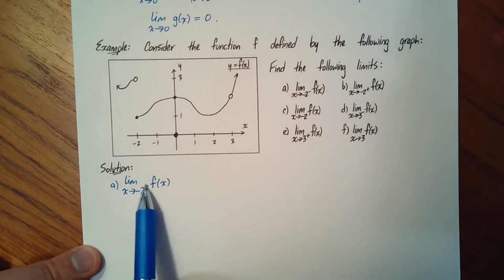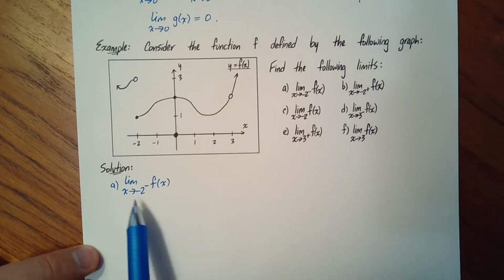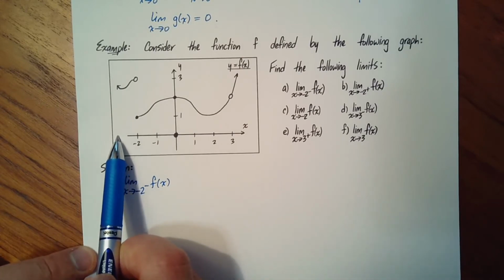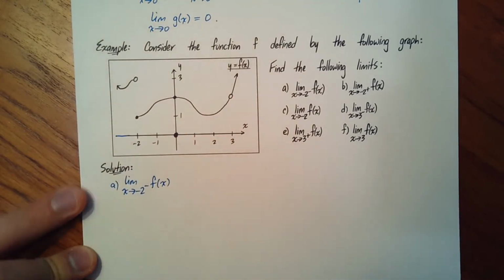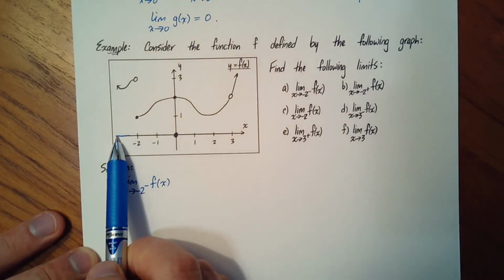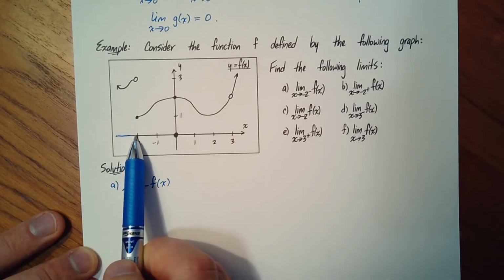Okay, so start with this part. x is approaching -2 from the left. So you're coming in along the x-axis and you're coming towards, how about I extend this just so it's a little bit easier to point to. So we're on the x-axis and we head towards -2 from the left. So we're coming in this way.